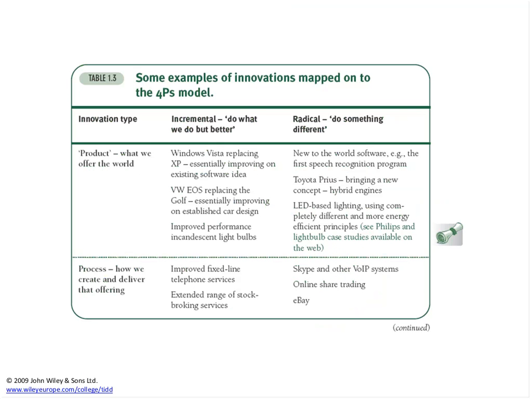So, when we talk about innovations in products and processes, and we want to differentiate between incremental and radical innovations, we are talking about slight changes or industry changes. A very good example of a radical innovation in terms of product innovation is the digital camera.